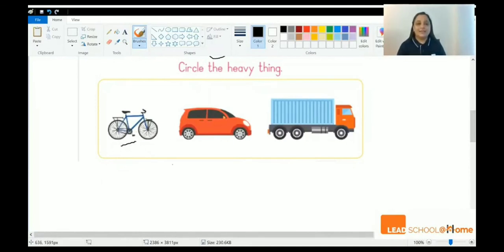Do you know what this is? This is a bicycle. And what is this? Yes, this is a car. And what is this? This is a truck. And now, in this part, we will circle the heavy thing. So tell me, which is the heavy thing? Is it the bicycle, car, or the truck? Which is the heavy thing? Yes, a bicycle is the heavy thing here. So let's circle the bicycle. Circle it with me in your workbook.